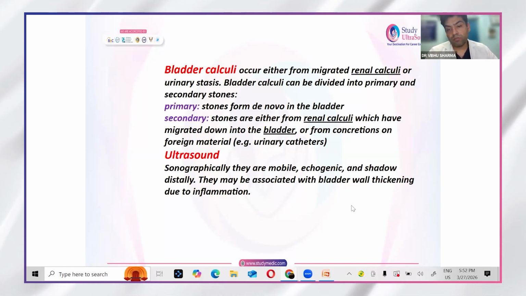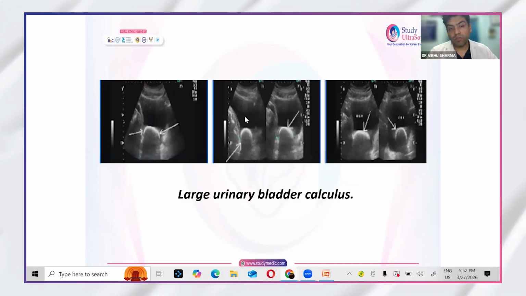So ultrasound can easily show these mobile echogenic shadows which are within the bladder lumen, and they are also associated with wall thickening due to inflammation. So you can see here these are the large calculi within the bladder lumen. And they're also having shadowing behind, but they can be very well visualized on ultrasound.